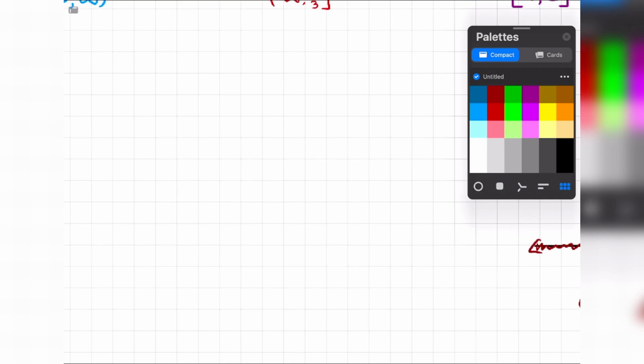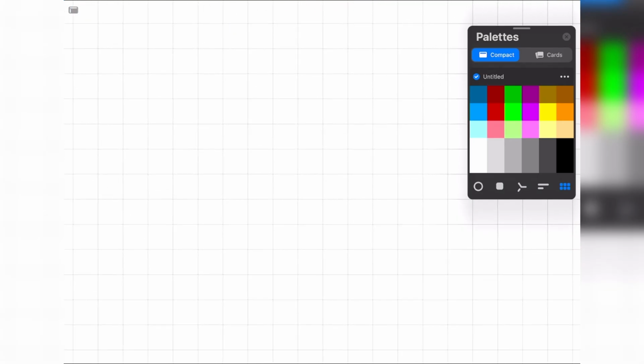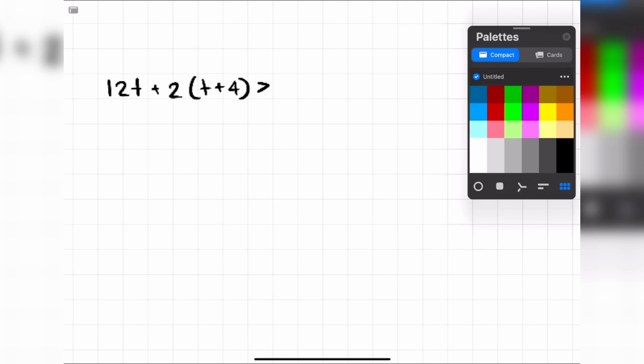Okay, here's the next question. It's going to be 12t + 2(t + 4) > 5t - 64. Now, similar to the last one, we're going to have t on both sides of the inequality, but there's an extra step. The extra step being the parentheses.